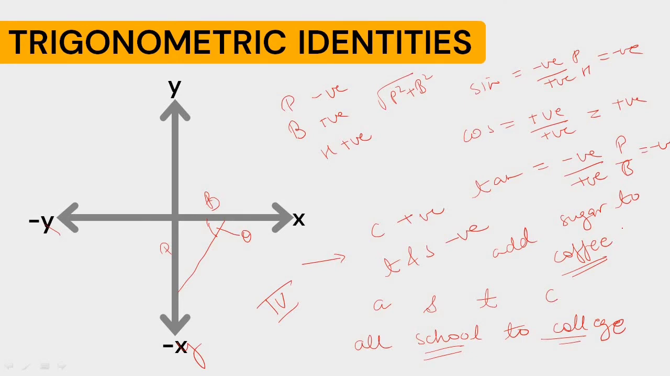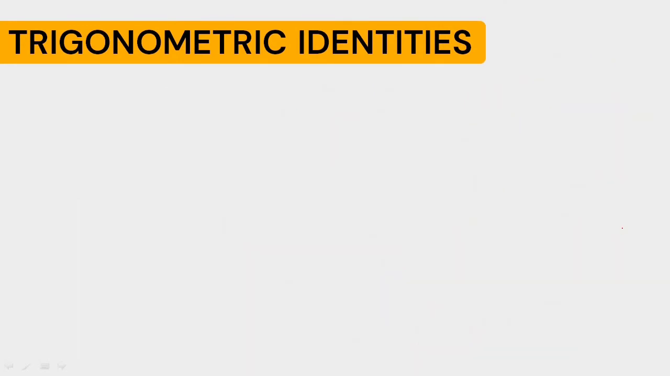So now coming to the identities. What are these identities which we have been talking about since the beginning of the chapter, trigonometrical identities?